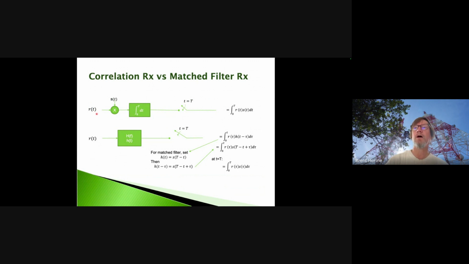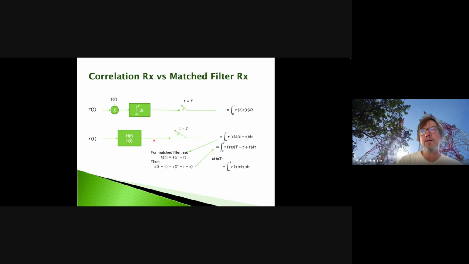So let's take this r(t) and multiply it and integrate it. So we're basically cross correlating. We're going to start at time zero and go up to time T, right? We're going to sample the output of this every T seconds, and then we're going to reset this integral every time. So we're just calculating from zero to T.